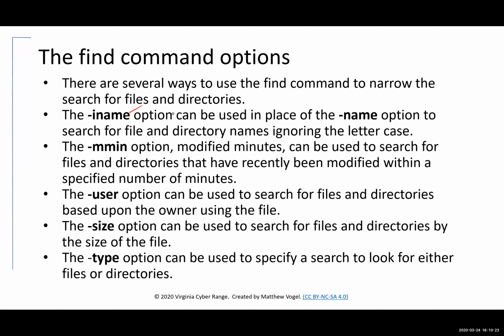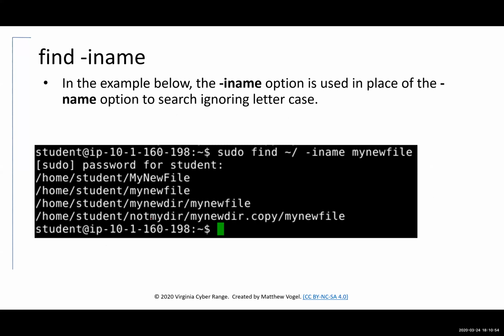It ignores case. Some other command options I'm not going to go into on the command line; we'll look at some pictures here. You can look for files and directories that have recently been modified within a specified number of minutes. The user option can search files or directories based on the owner of the file. The size option lets you look for large files or very small files. With the type option, you can say I only want to find files or directories. So here are some examples.